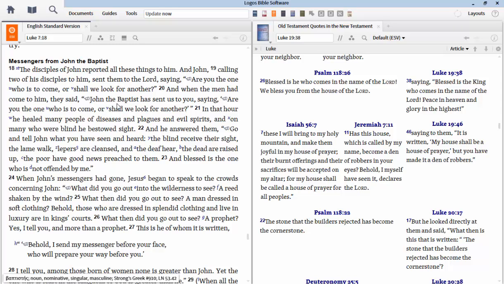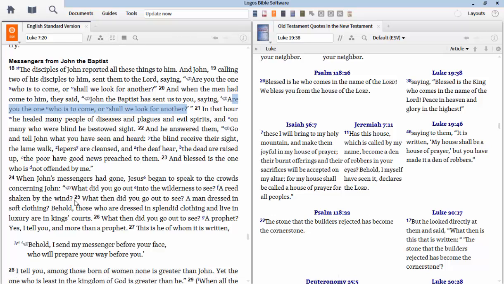So what happened to the fire and brimstone? What happened to the day of judgment that John the Baptist expected would happen soon? So when he's in prison, he sends his disciples saying, "Are you the one who is to come, or shall we look for another? Are you sure you are the Messiah, Jesus?" And in that hour, Jesus had healed many people of diseases and plagues, and so on. So Jesus answers them, "Go and tell John what you've seen and heard. The blind receive their sight, the lame walk, lepers are cleansed," and so on.